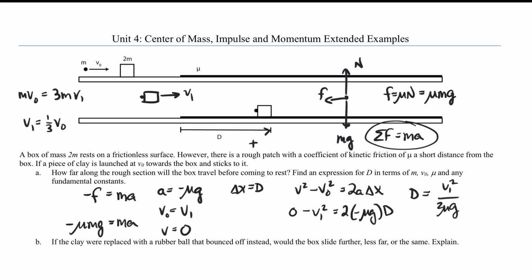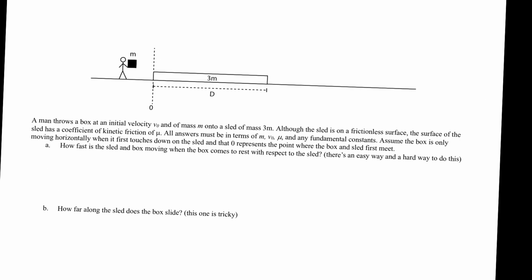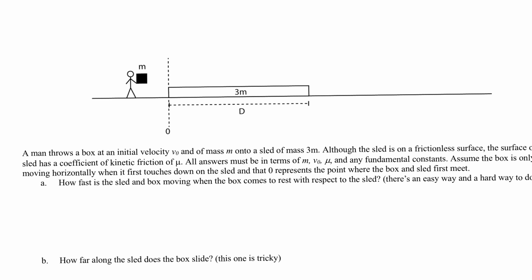So now, plug that in over here. 1/3 v naught squared is going to be v naught squared over 9. 2 times 9 is 18, so v naught squared over 18 mu g. And we're done. You can do this problem with forces. I would encourage you not to, but you could do this problem with forces.